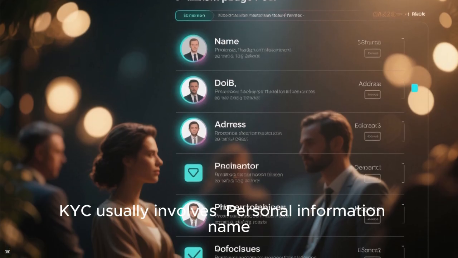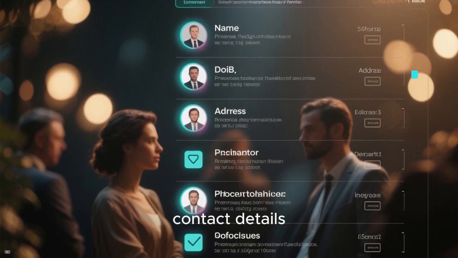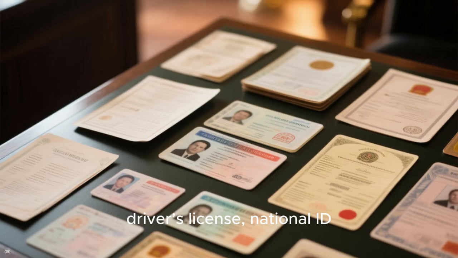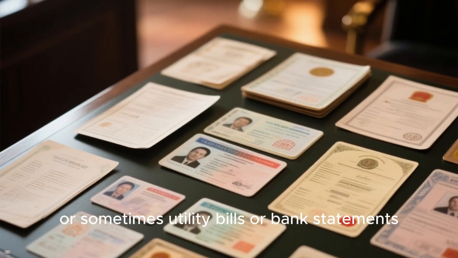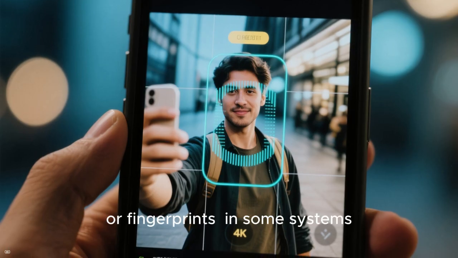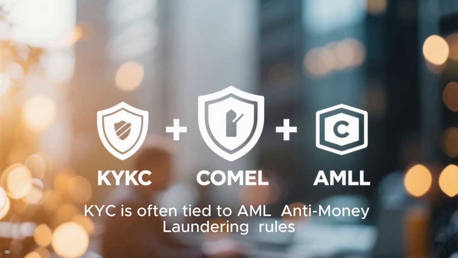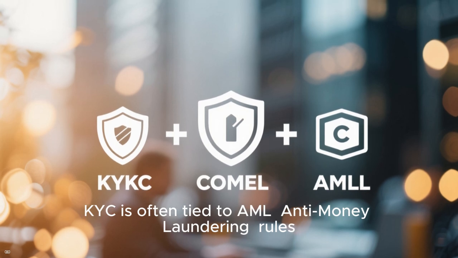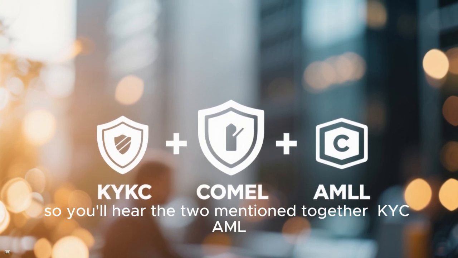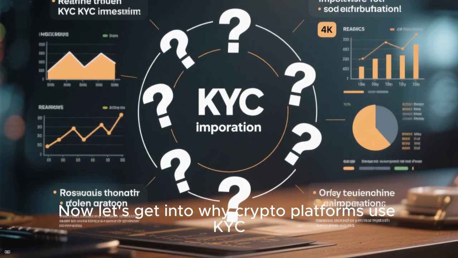KYC usually involves personal information: name, date of birth, address, contact details; identity documents: passport, driver's license, national ID, or sometimes utility bills or bank statements; and biometric checks: selfies, facial recognition, or fingerprints in some systems. In crypto and fintech, KYC is often tied to AML, anti-money laundering rules, so you'll hear the two mentioned together, KYC, AML. Now let's get into why crypto platforms use KYC.